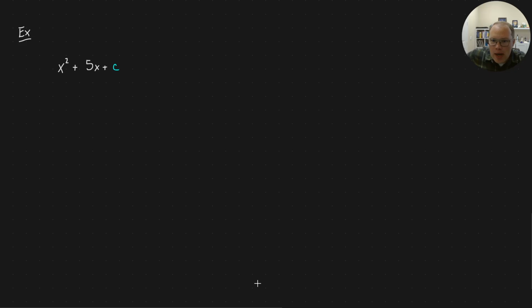So let's complete the square. Based on what we've done already, the magic number c that's going to let me factor this as a perfect square is (b over 2) squared. So that's (5 over 2) squared, which is 25 halves. So x squared plus 5x plus 25 halves. With that as 25 halves, this now factors as a perfect square.